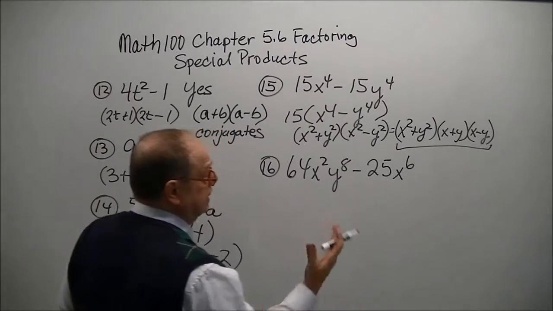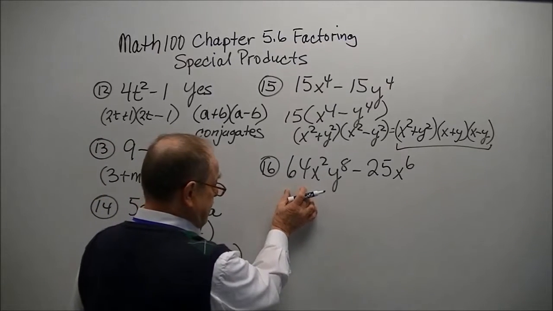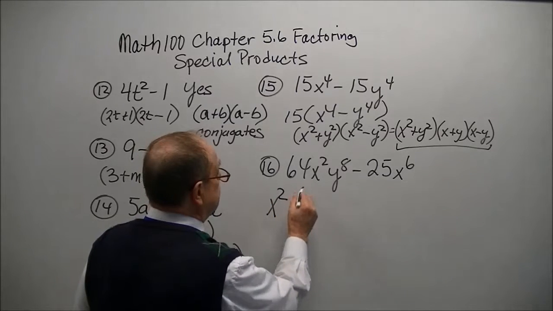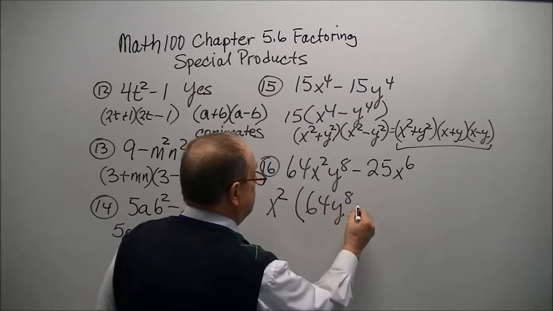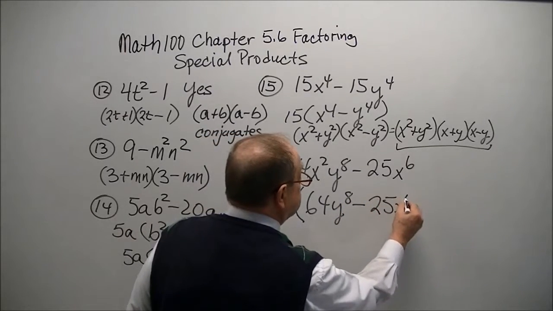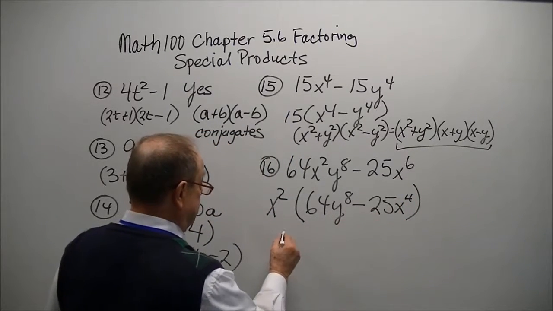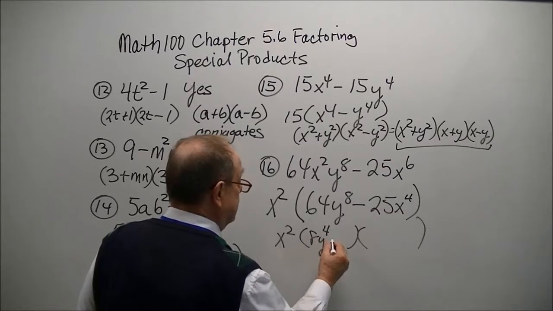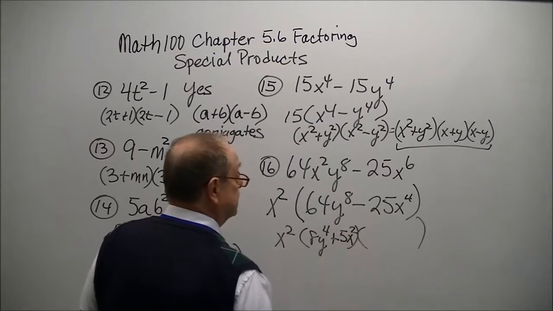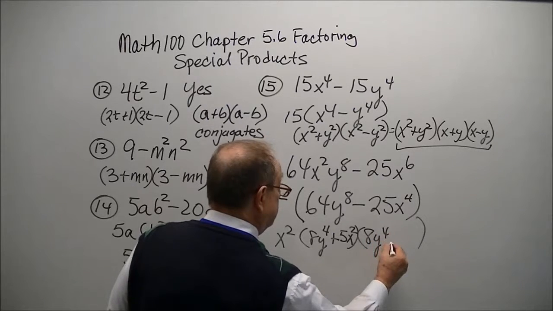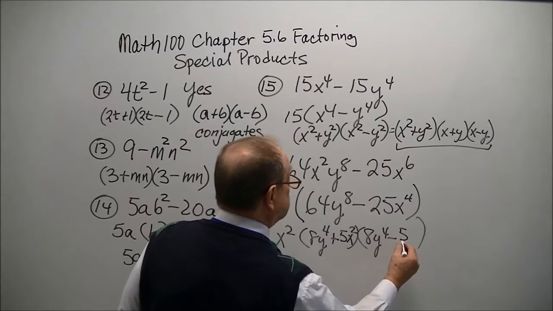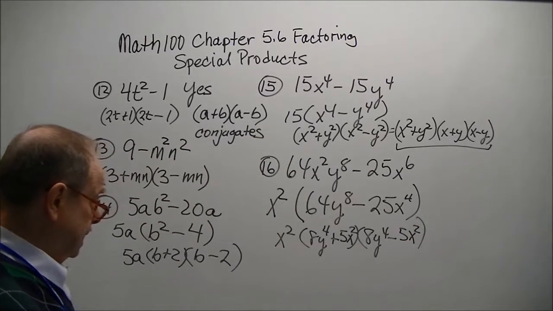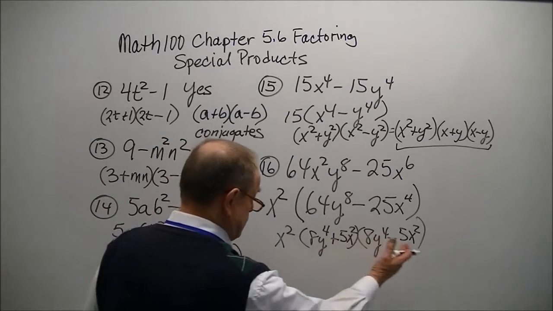Now, as you look at number 16, again, it looks rather complex, but 64 is a perfect square. But then you see an x squared and x to the 6th. So here we could factor out an x squared. And then we're left with 64 y to the 8th minus 25 x to the 4th. So there's our perfect squares again. Set up our conjugates. 8y to the 4th plus 5x squared. And then 8y to the 4th minus 5x squared. And that's our answers.